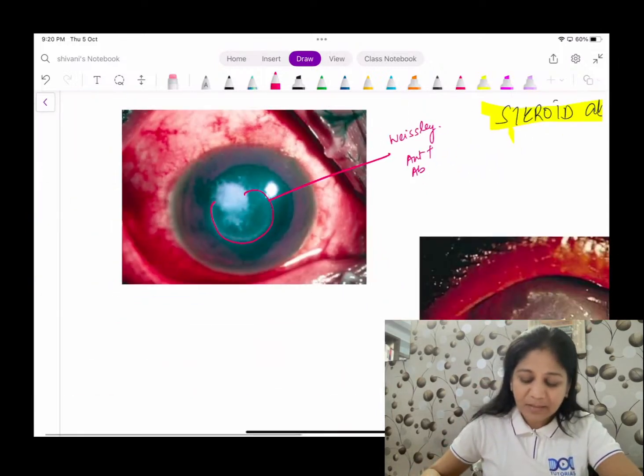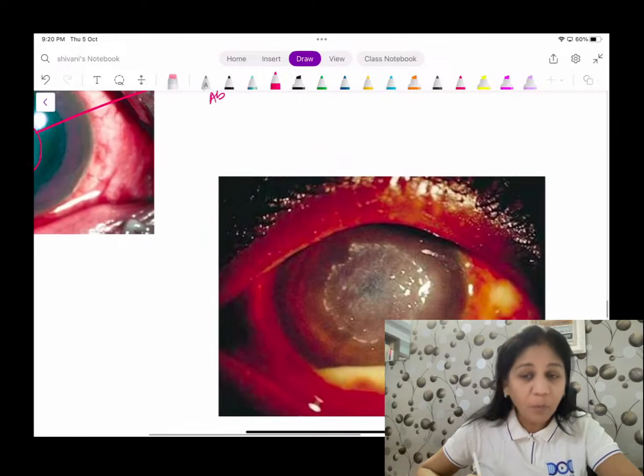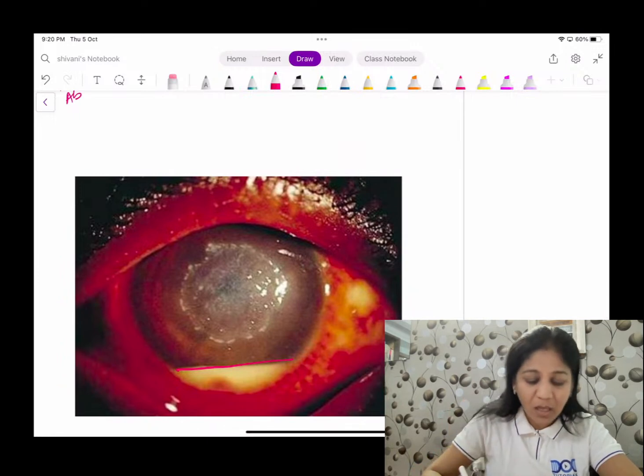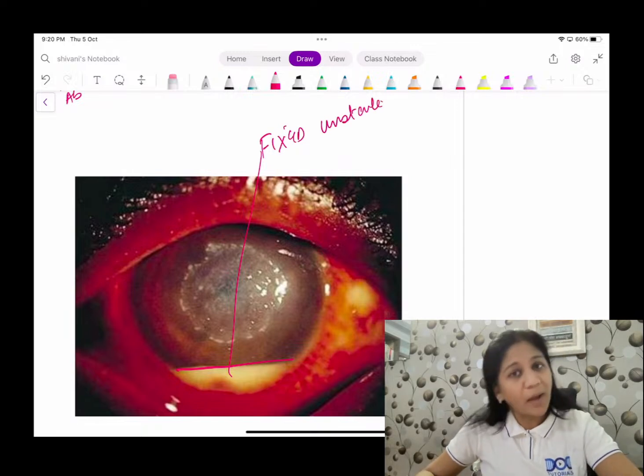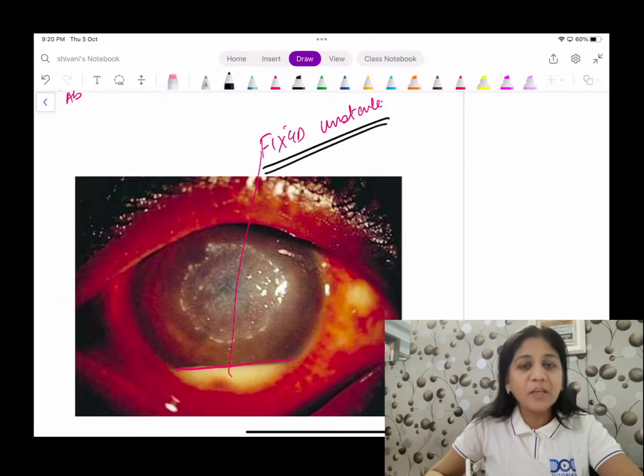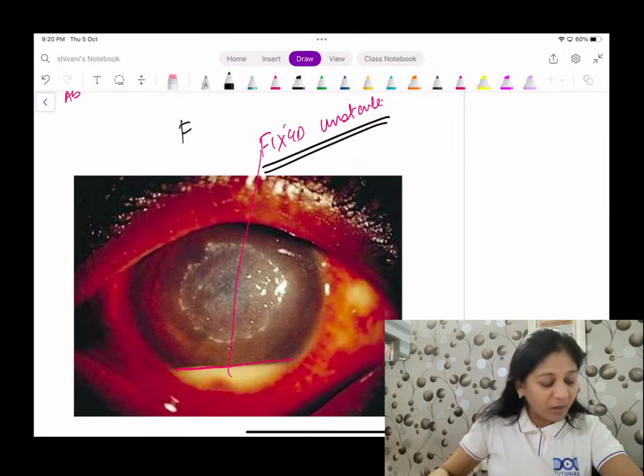Next is that sometimes we see a hypopyon. Hypopyon can be there in any ulcer, but this is a very typical hypopyon. This is a fixed hypopyon and this is an unsterile hypopyon. So why fixed, why unsterile? Remember, there's only one condition in ophthalmology where the patient will have a fixed and unsterile hypopyon, and this is a case of fungal ulcer.